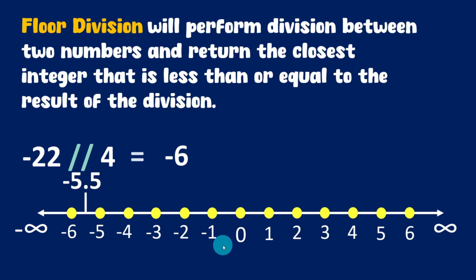In the number line, when we move towards the right hand side, the numbers increase. When we move towards the left hand side, the numbers decrease. Since minus 6 is present on the left hand side of minus 5.5, minus 6 is lesser than minus 5.5. And minus 5 is greater than minus 5.5. We have to find an integer that is less than or equal to this number. Minus 6 is less than minus 5.5. Hence the result is minus 6.